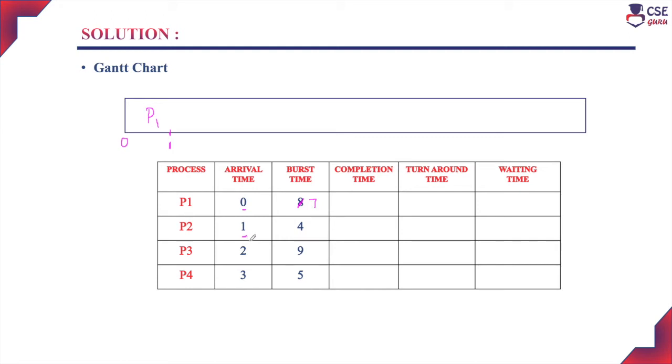Now, at the time of 1 millisecond, when process P2 enters into the ready queue, the scheduler will compare the remaining time of process P1 with the newly arrived process's CPU burst time. Which one is lesser? That will be assigned to the CPU.